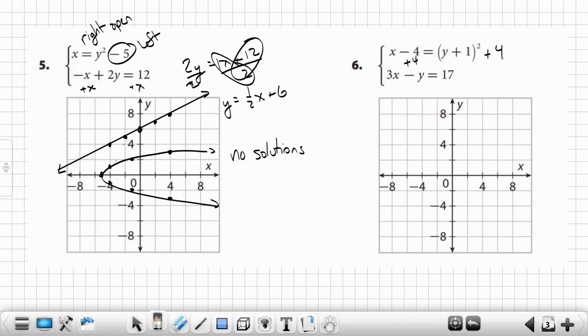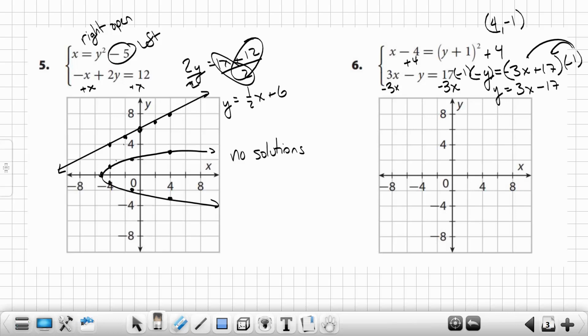All right, so I have x equals. So now my vertex is at 4, -1. Don't forget it's swapped because I'm at the horizontal parabola. Here I get to subtract 3x, and I get -y equals -3x plus 17, and I'll multiply both sides by -1 to get rid of that negative. On that, distribute. Y equals positive 3x minus 17. Why did they ask us to solve this graphically? 17 is not on here. Oh well, we'll figure it out.